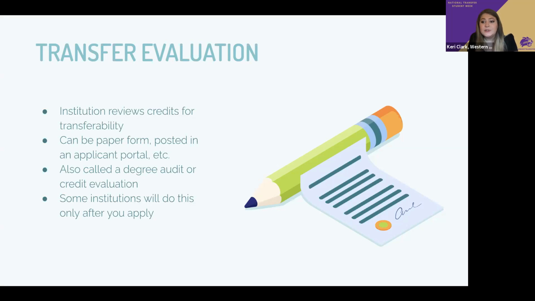So some institutions will only do this after you apply. You'll have to fill out an application, submit your official transcripts, and have this evaluation done. Some will do what's called a preliminary credit evaluation. So this is before you fill out an application. You can see which courses your institution of choice is taking for what.